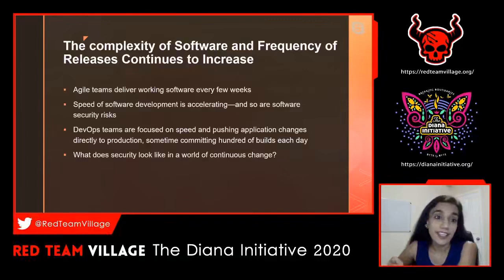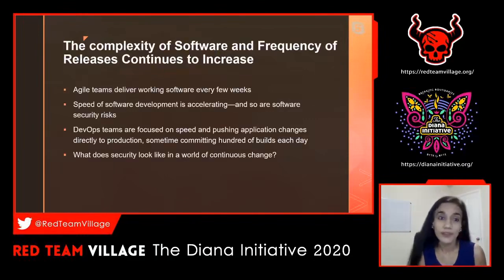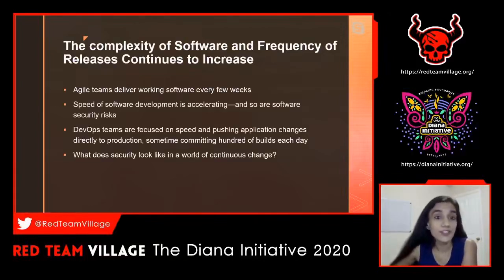There was a time when large software applications used to take a long time to complete, which is not the case today. Agile teams can deliver application software in weeks and days now. Speed of software development has increased, and so have the software security risks. Development teams are focused on speed and pushing applications into production, sometimes causing hundreds of commits every day. Organizations are taking advantage of cloud platforms, on-demand services, and continuous delivery pipelines. All of these are basically reducing delivery cycle time.